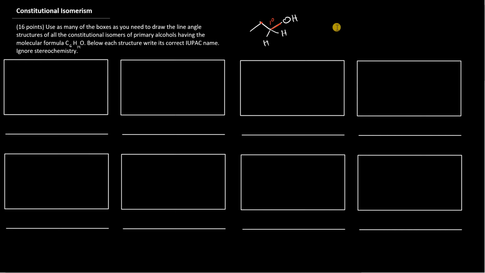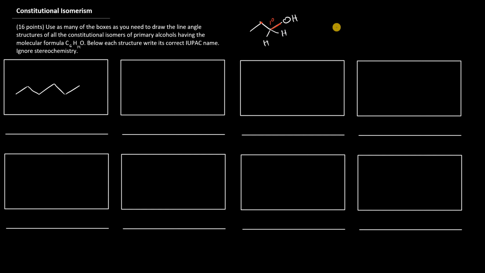Having said that, let's draw out the obvious structure, which would be 1-hexanol. We draw in 6 carbon atoms in our chain and put the OH towards the end. The way to name this compound would be 1-hexanol, or we can also write hexan-1-ol.